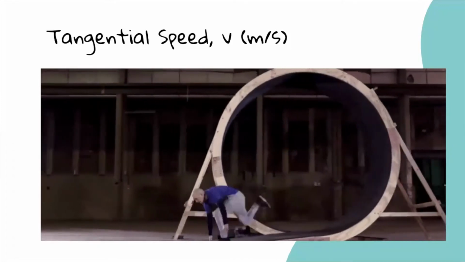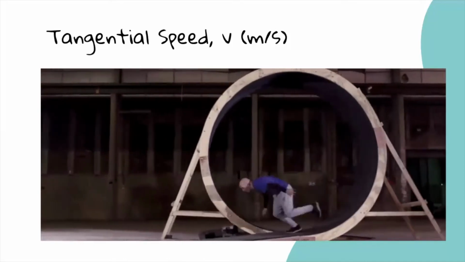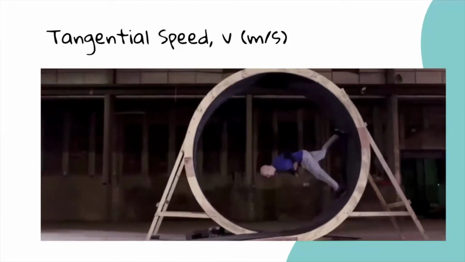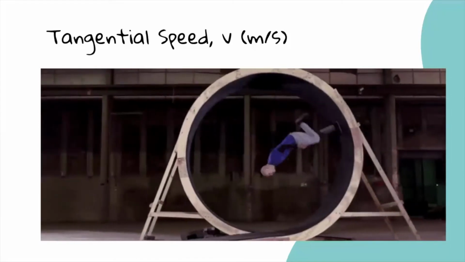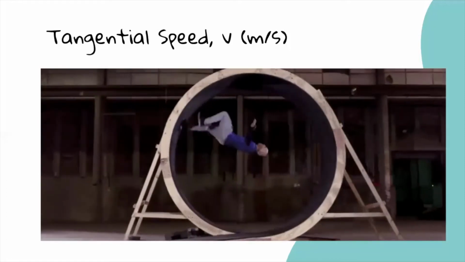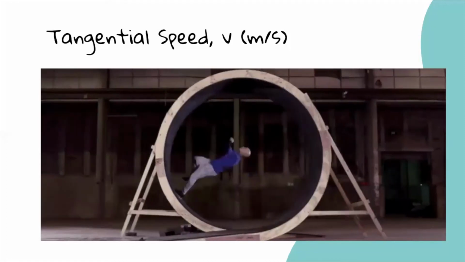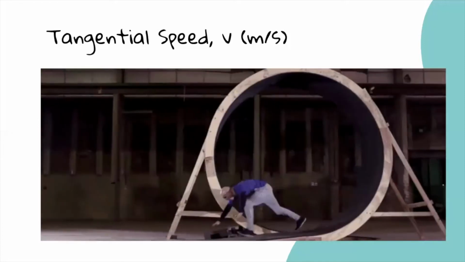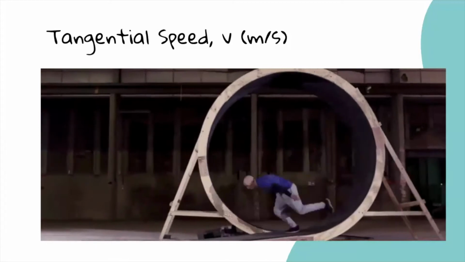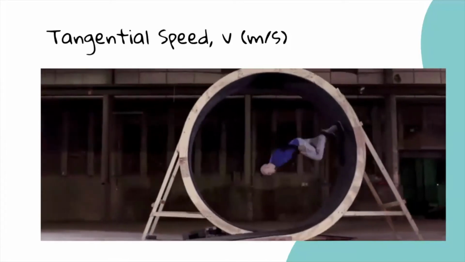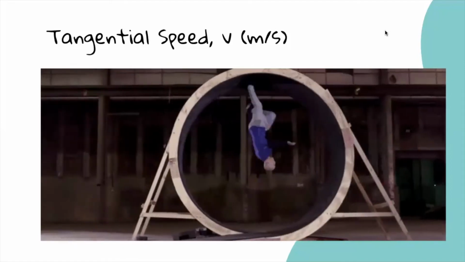Now, if you said all the same, they do all have the same time period, because it takes the same amount of time to make the circle, but the toes travel the bigger distance. Look at his head. His head barely moves. This has got to be really disorienting for him. So his head has the lowest tangential speed and his toes have the highest.